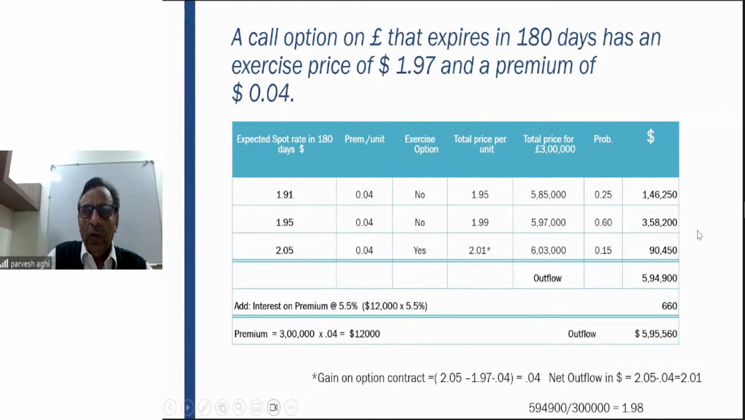Then the third scenario is that the pound is going to appreciate. If the pound appreciates, the company has to pay more in their real underlying position. Since it has moved up and they have bought a call option, they are going to immediately exercise the option. That means their cost of hedging will be 2.01. I'll show you how it has been calculated.